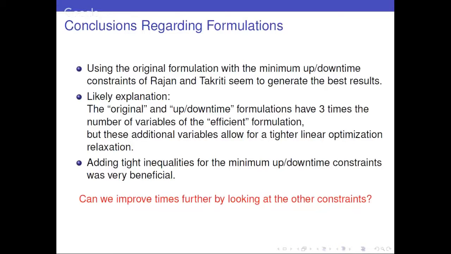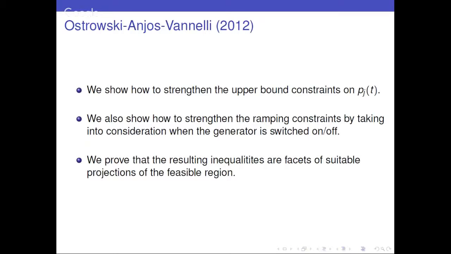But first, let's talk about the constraints. Can we do things better by looking at the other constraints, as I mentioned? And this is what we did. This was work by myself and my colleague Tony Vanelli at Waterloo, and Jim Ostrowski, who was a postdoc at Waterloo at the time and is now at the University of Tennessee. We looked at the bounding constraints, and we showed that you can strengthen the upper bounds, and we also look at ramping and show that you can strengthen them as well. And that's what I just want to give you a bit of a flavor of how we did this.